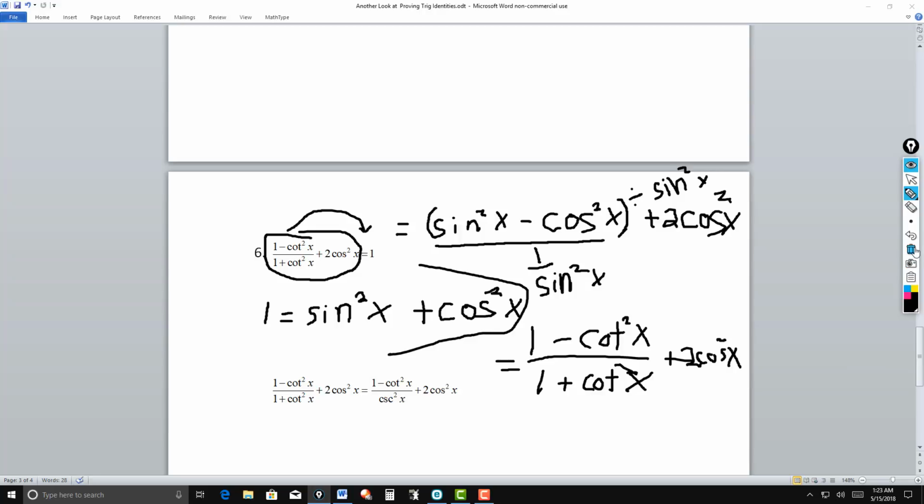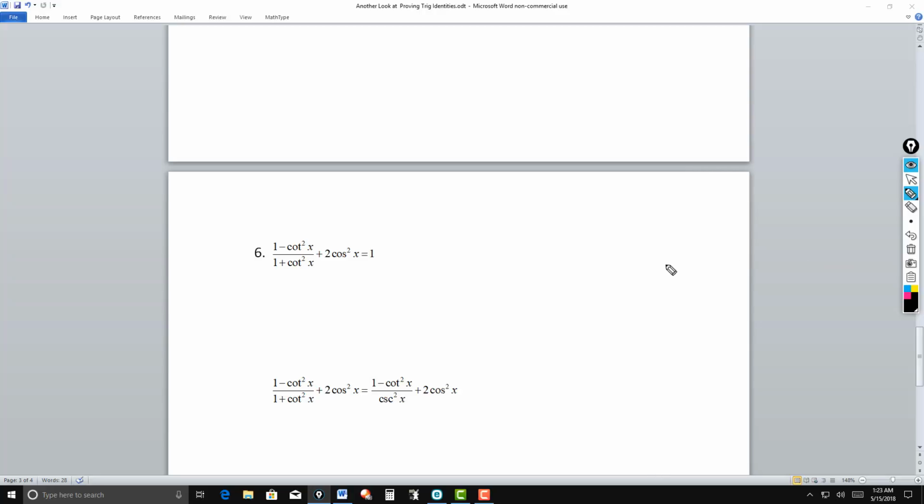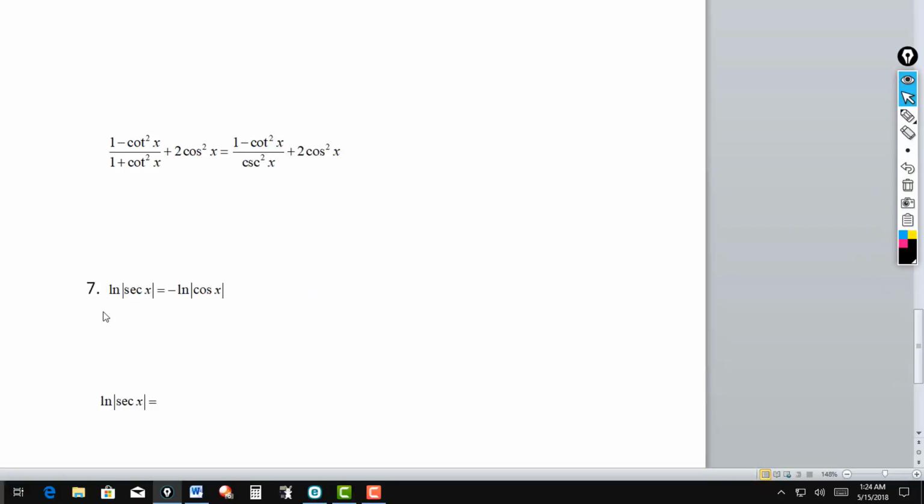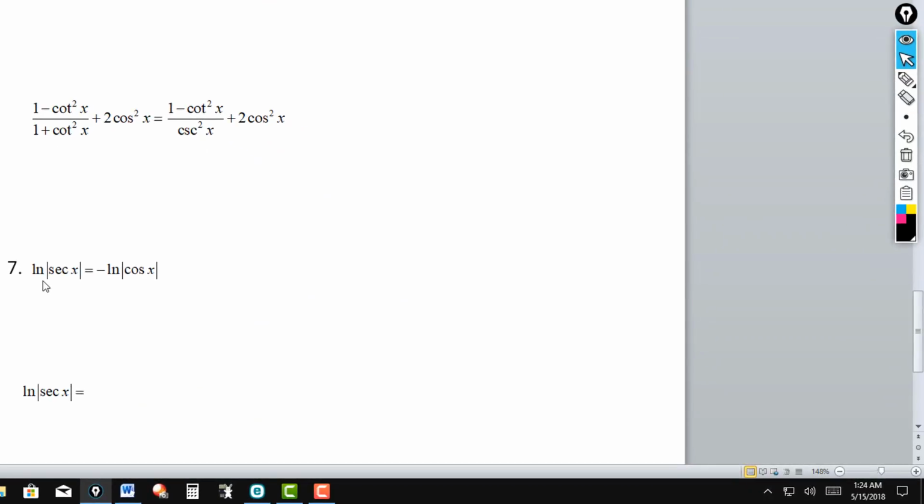Let's clear this, and let's look at this one. I want to show that the natural log of absolute secant of x is equal to minus the natural log of absolute cosine of x. This one is going to involve not only the fundamental identities, but also a little bit of properties of logarithms. So I'm going to do this.